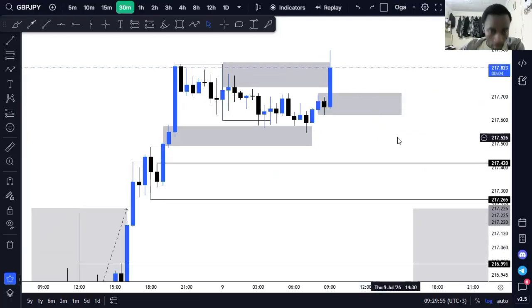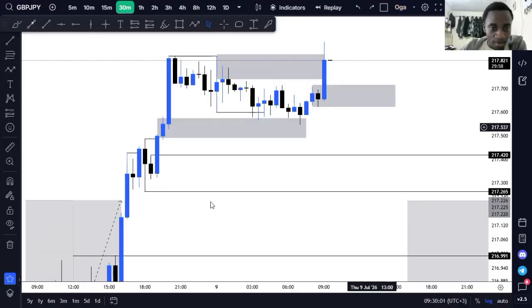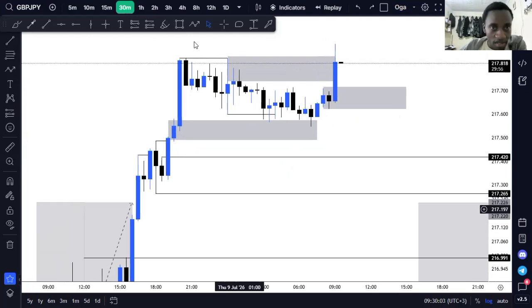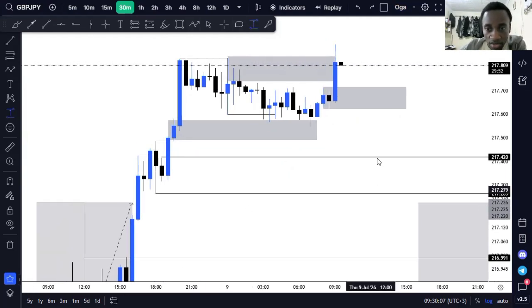So patience is key here, very, very key. Yeah, you can see here price has not come back to this area.